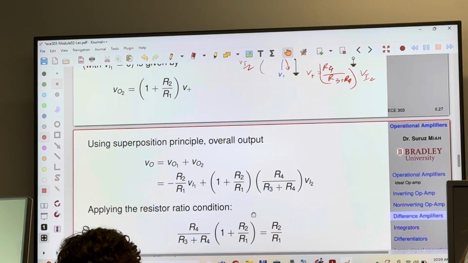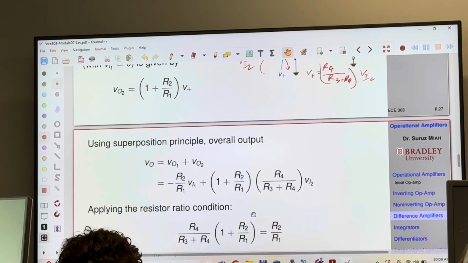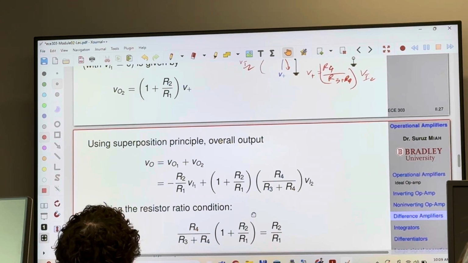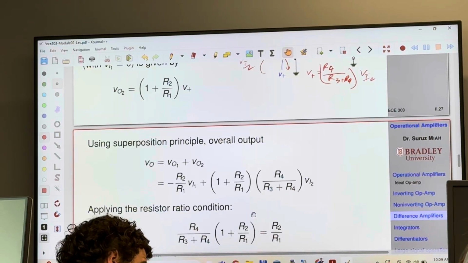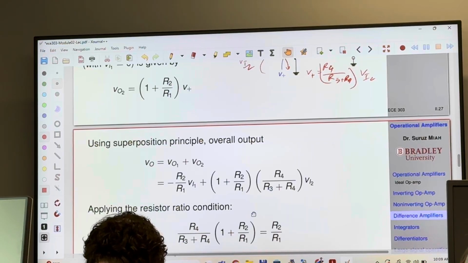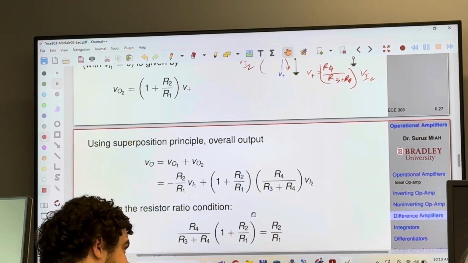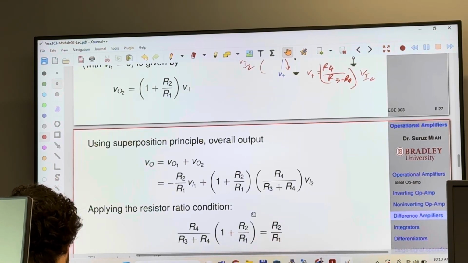Now, you guys learned superposition. Don't tell me that you don't know what the superposition principle is. So in 240, you guys learned the superposition principle. Yes or no? Basics. You guys know Thevenin, Norton, mesh current analysis, node voltage analysis, superposition. No?